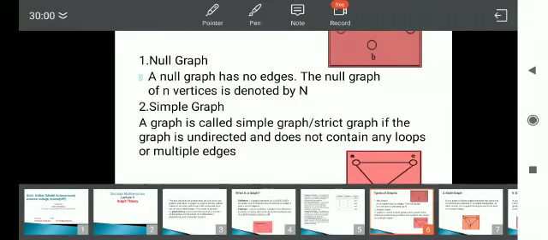First off, null graph. A null graph has no edges. The null graph of n vertices is denoted by capital N. That means a graph that has no edges, only vertices, is called a null graph. Second is simple graph. A simple graph is a graph with no loops and no multiple edges. That means a graph is called a simple graph if and only if it is undirected and does not contain any loops or multiple edges.